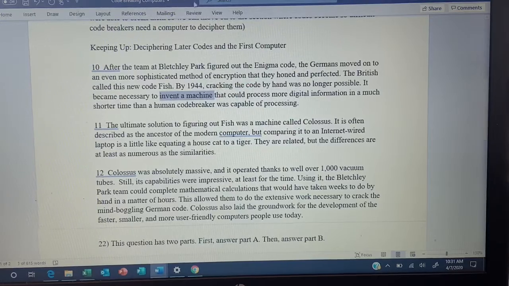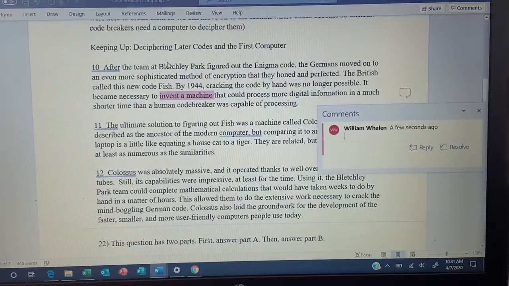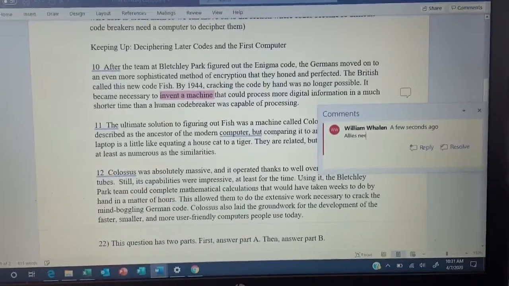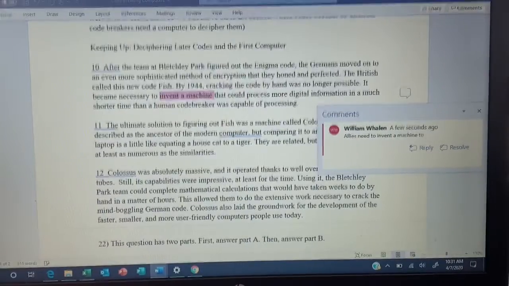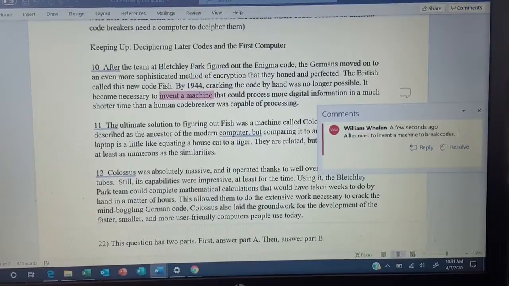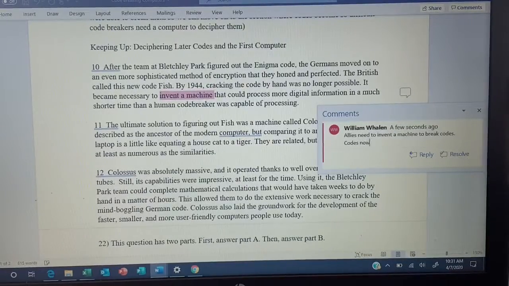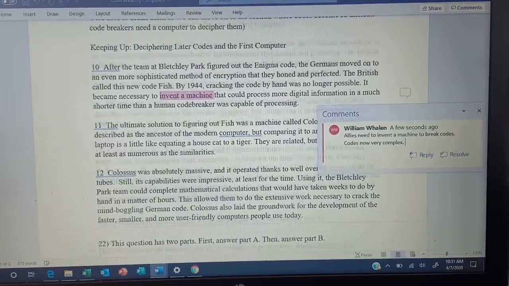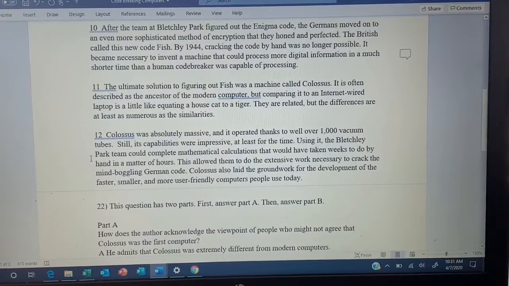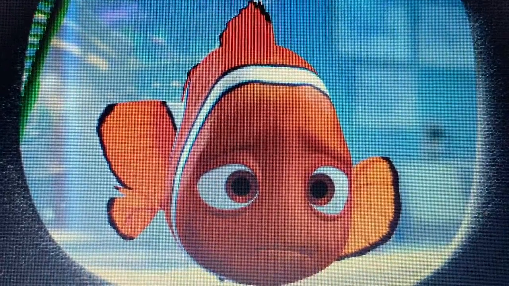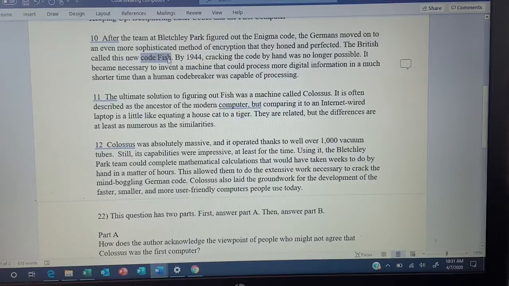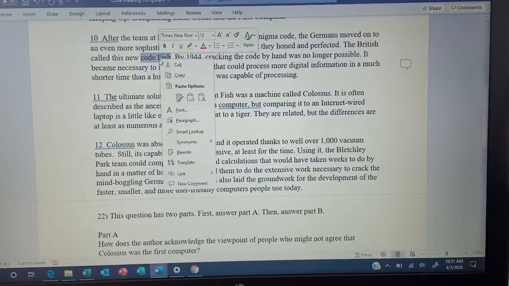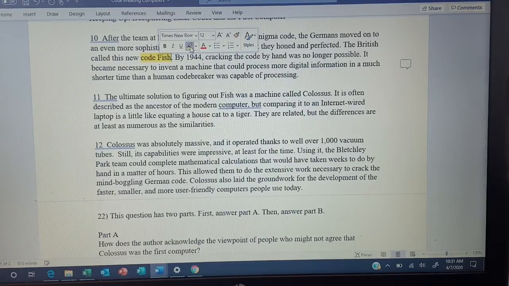So this gist here is just going to be: Allies need to invent a machine to break codes. Codes now very complicated or very complex. The ultimate solution to finding out fish, and if you guys remember, fish is what the British are calling this new code that's so complicated that they need a machine to break it.